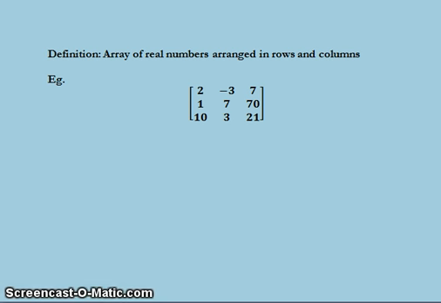That means in this given matrix, the rows are 3 and can be written as row 1 consisting of elements 2, minus 3 and 7. Row 2 has elements 1, 7 and 70. Row 3 has elements 10, 3 and 21. Similarly, column 1 consists of 2, 1 and 10. Column 2 consists of elements minus 3, 7 and 3. And column 3 consists of 7, 70 and 21.